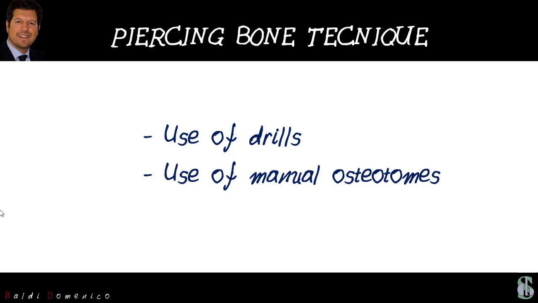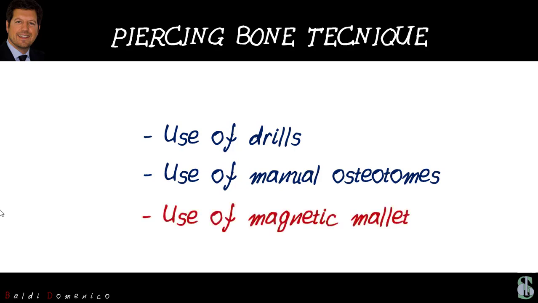So if we want to pierce the bone, we normally use drills and manual osteotomes as mechanical instruments. Both of them face two obstacles during our work. In the first situation, during the piercing of the bone, we have to understand how it could be possible to perforate the internal sinus bone without damaging the Schneiderian membrane. And the second problem is how to lift the membrane without damaging the same membrane. To resolve this problem, we use a new device, a magnetic mallet, that permits us to work without damaging the Schneiderian membrane.